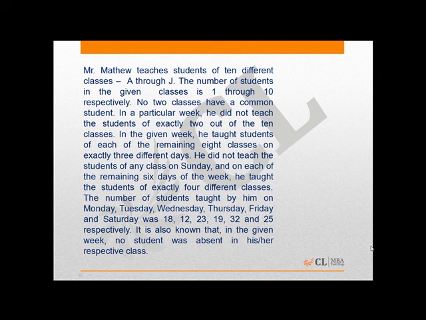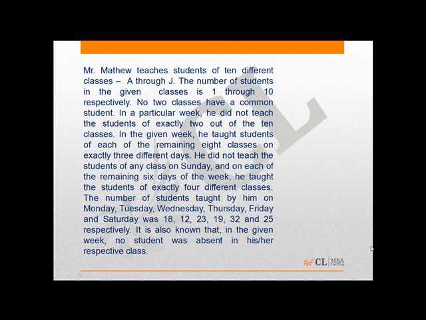Next, he did not teach on Sunday, and on the remaining 6 days of the week he taught 4 classes every day. So that means every class is taught thrice, and every day 4 classes are taught. So 8 classes thrice, that is 8 into 3, 24 classes. Every day there are 4 classes, that is 4 into 6, 24 classes.